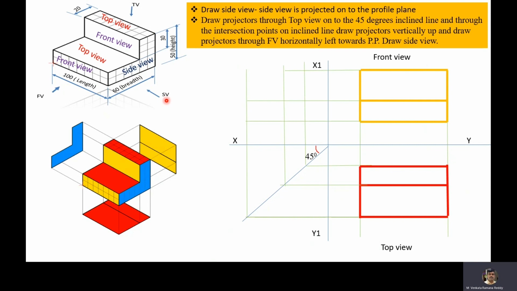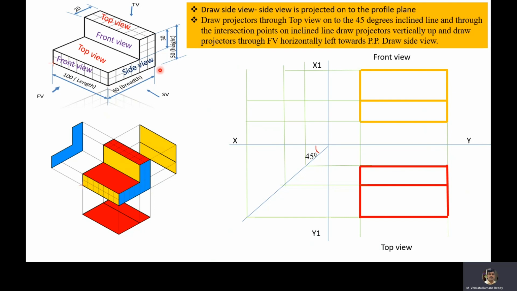That is, we are seeing the object from the right side and placing the view on the left side. Because the front view is chosen on the left side here, the side view has to be chosen on the right side. So draw the side view. In the case of side view, we are able to see the dimensions breadth and height. So we are able to see this particular inverted L shape.